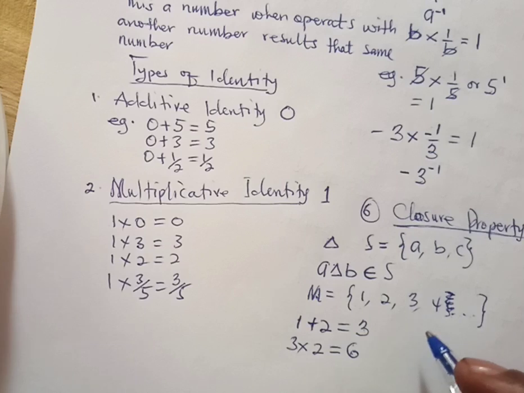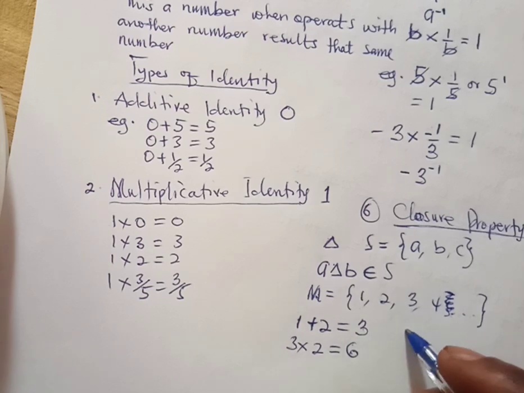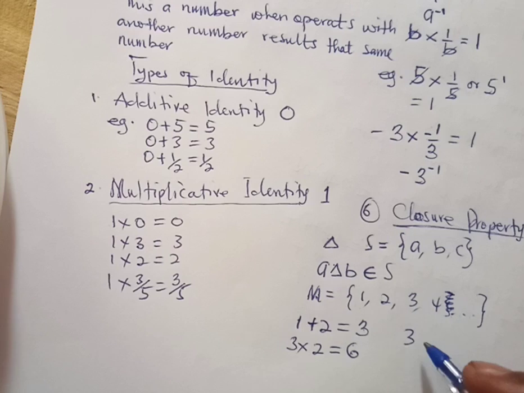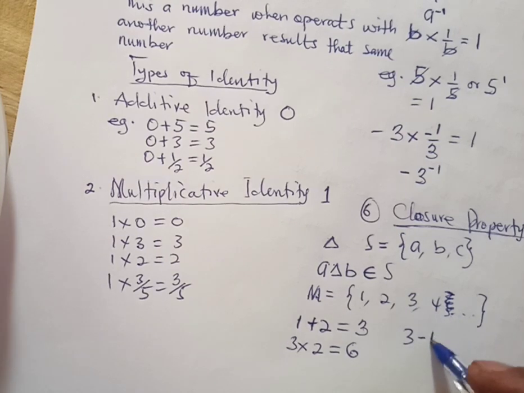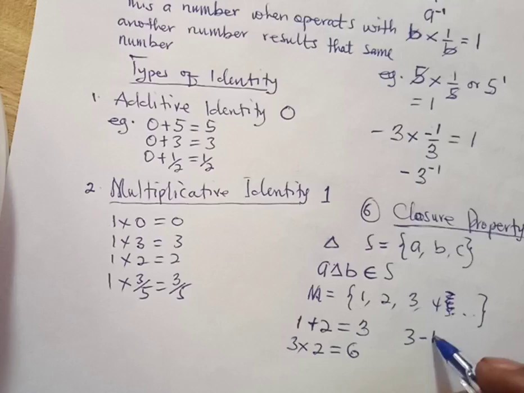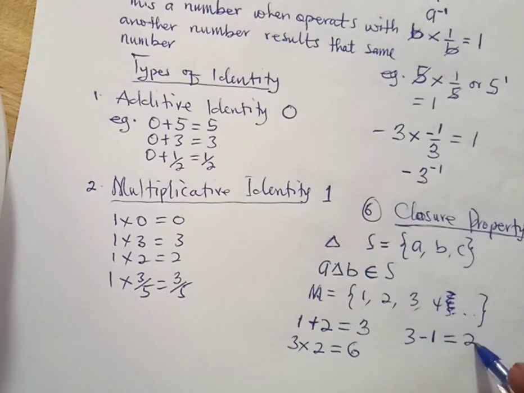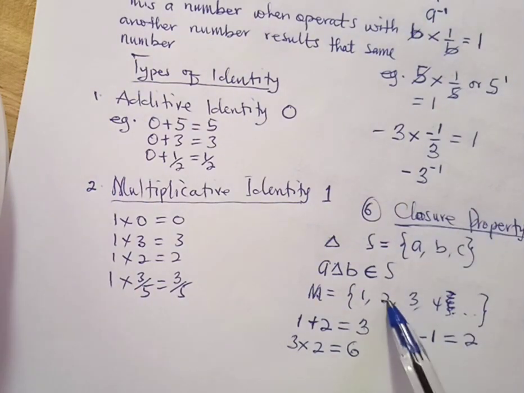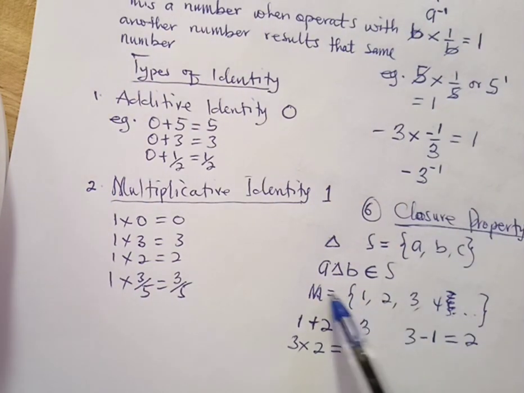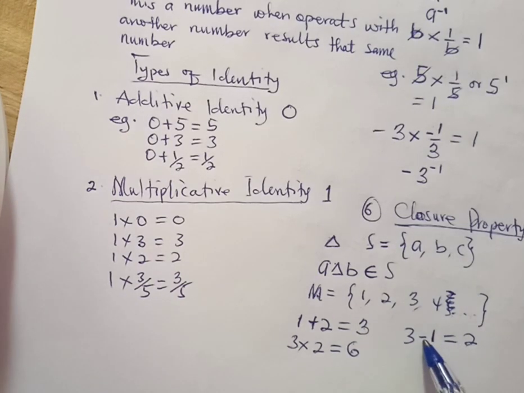Now let me use subtraction. If I write 3 minus 1, what answer will I get? 2. Now let's look at something very important. This is 2. Now you see that 2 belongs here. Okay, 2 is in the set. Because of that, we can say that the subtraction is also closed.